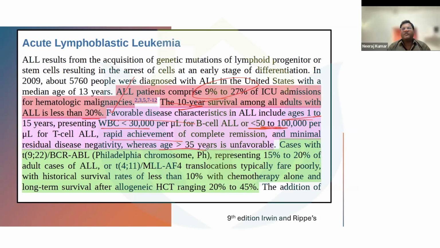Age more than 35 years is an unfavorable outcome. The t(9;22) BCR-ABL translocation represents only 15 to 20% of all cases of ALL. Long-term survival with chemotherapy alone, and after allogeneic hematopoietic stem cell transplantation, ranges from 20 to 45%. So that is another fact.